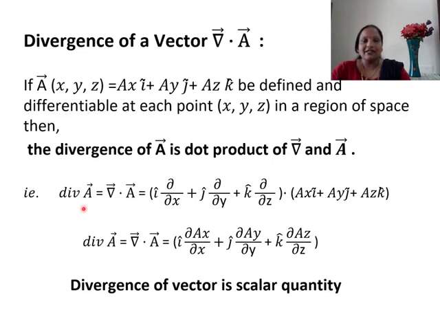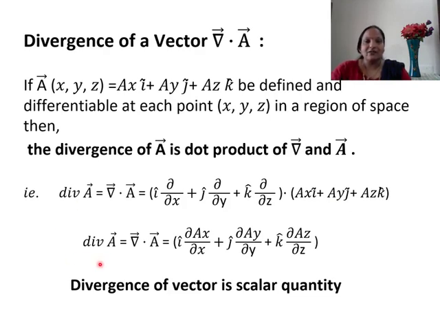Therefore, divergence of vector A, del dot A, is equal to i cap dou by dou x plus j cap dou by dou y plus k cap dou by dou z, dot Ax i cap plus Ay j cap plus Az k cap, where i cap, j cap and k cap are the unit vectors along x, y and z direction respectively.